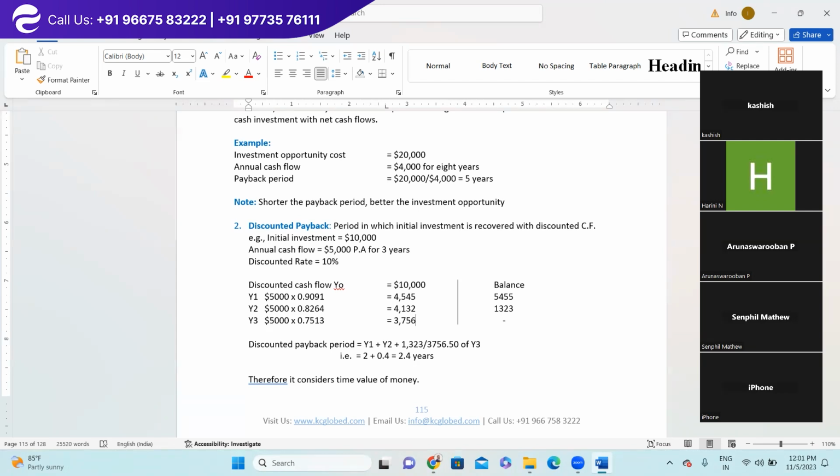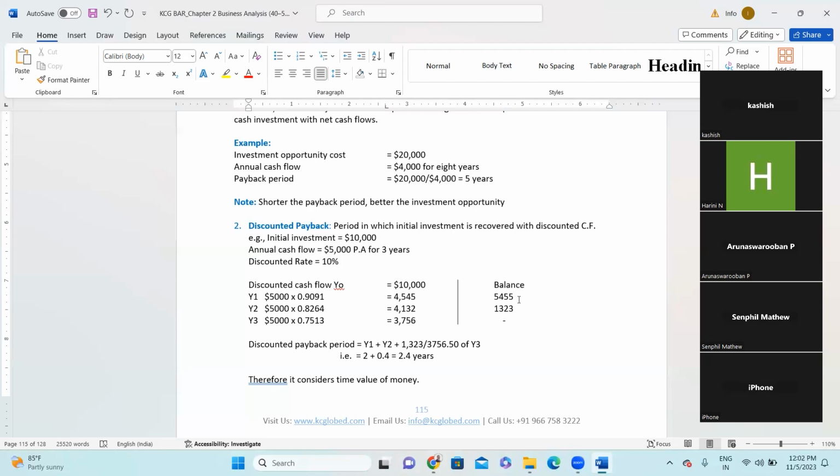So payback period is in how much time you will be receiving your initial investment back. Of the $10,000, in the first year you have received 4545, so the remaining balance is 5455. In the second year you have received 4132, which you will subtract from 5455. So the remaining is 1323.